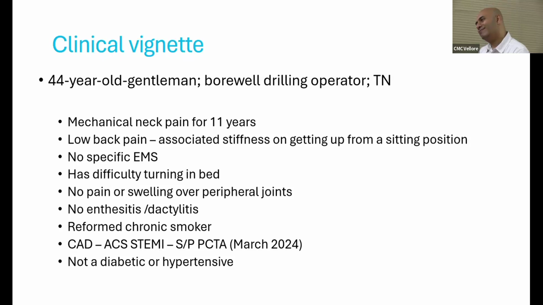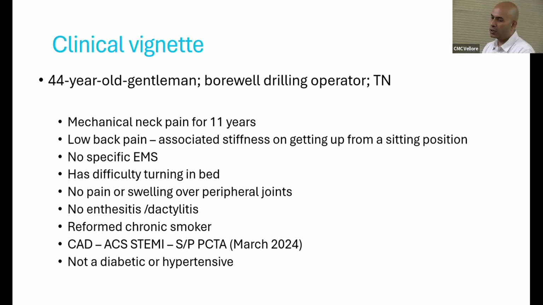Low back pain, if you stress and ask about that particular second half or all these things, he'll say associated stiffness in getting up from a sitting posture, but not really. He's okay lying down and getting up. No specific early morning stiffness at all. Has difficulty in turning in bed. So that's one thing which came up when I was questioning him. No pain or swelling over peripheral joints, no enthesitis, no dactylitis, at least in the history.